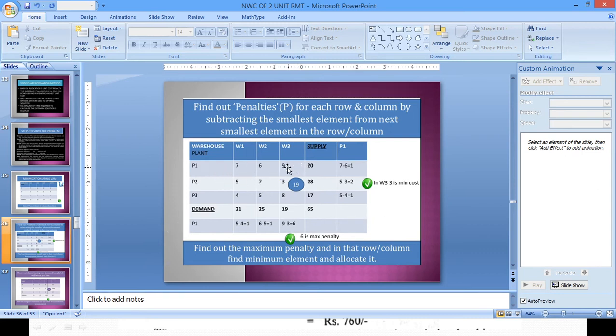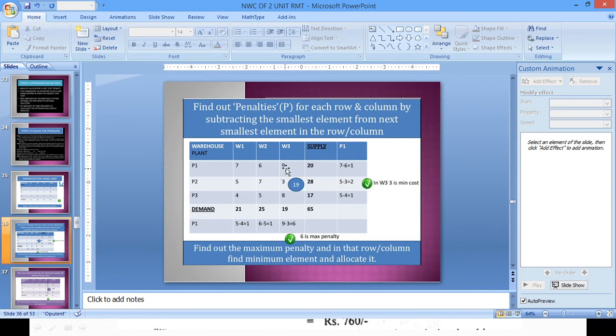For this you will have the minimum 6, next minimum is 7, so the difference is 1. Like that you have to find for all of them. Minimum 3, next minimum is 5, so the difference is 2. 4 and 5, difference is 1. 4 and 5, difference is 1. 6 and 5, difference is 1. 3 and 8, difference would be what? 5. Here they have made a mistake. The first least is 3, second least is 8, the difference is 5. So the maximum among all these penalties is 5, so I have to choose that one.